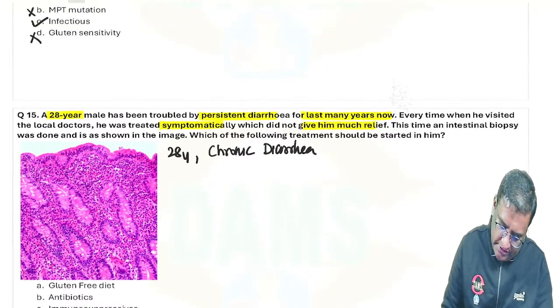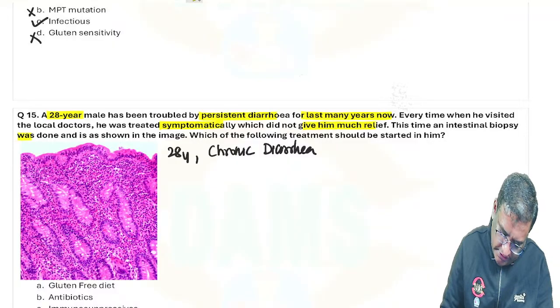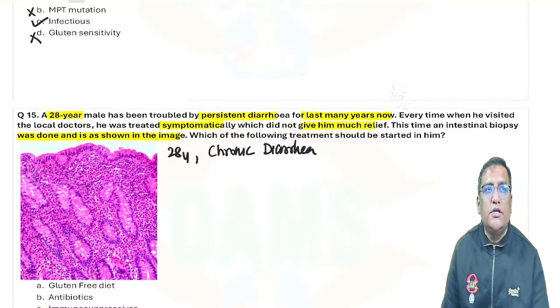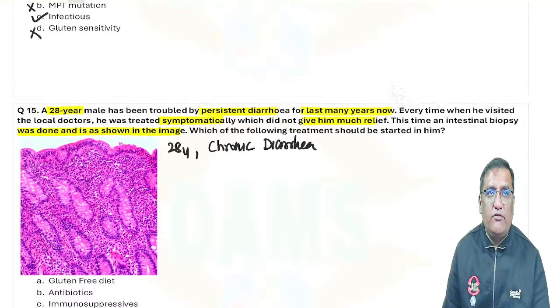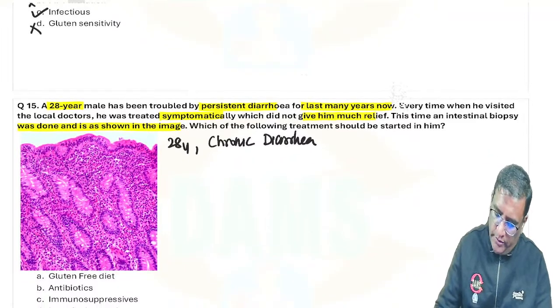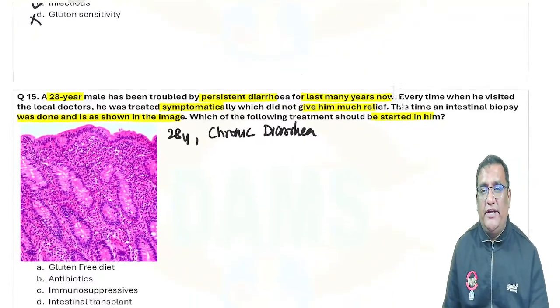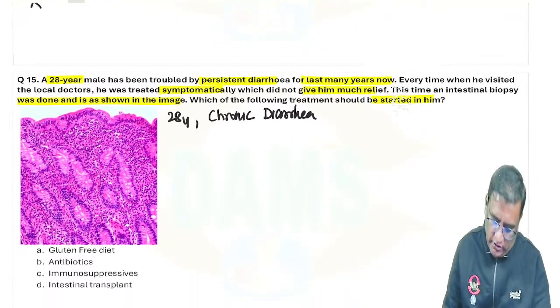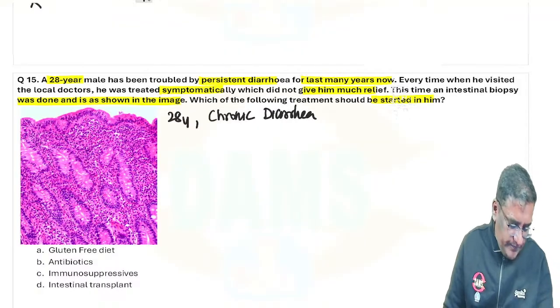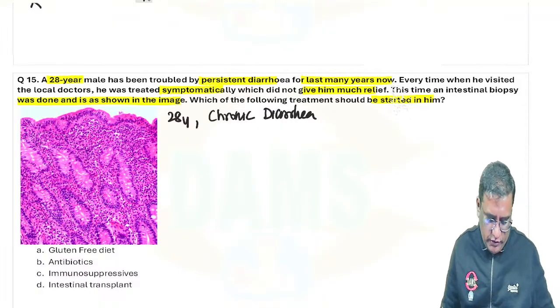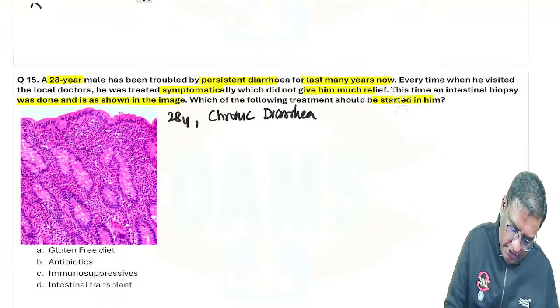This time an intestinal biopsy was done and is as shown in the image. Which of the following should be started in him? So what should you treat him with? That is the question asked. Okay, look at this. I am not able to see any villi. I hope all of you are able to see now.